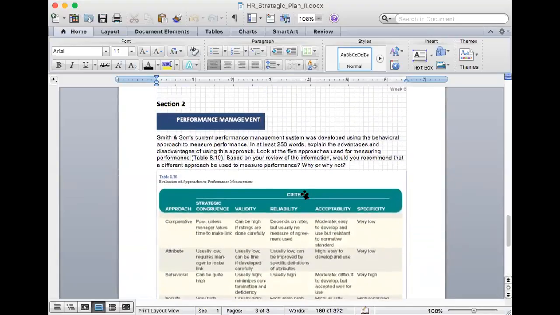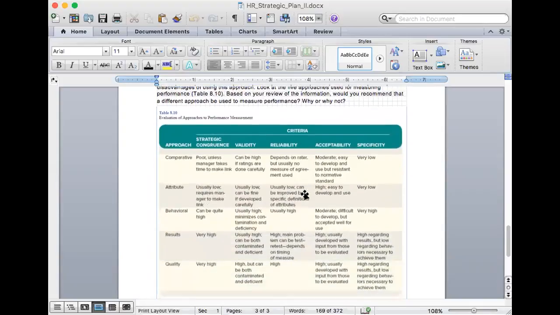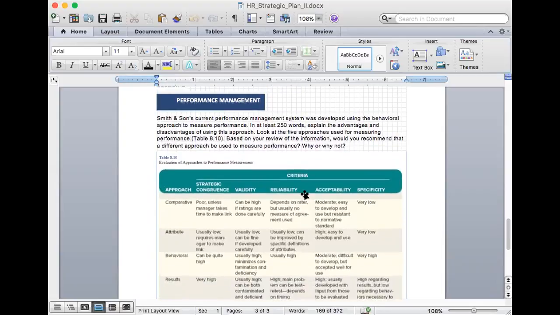So section 2. This is not as long as the last assignment, but this one we're going to jump in. This is a 250 word mark again, and it's going to talk about managing performance with a behavioral approach, which is kind of interesting. And then you go into what you would recommend. And if you want to put a little color on this, you can talk about what would be some key metrics that you would measure performance on.